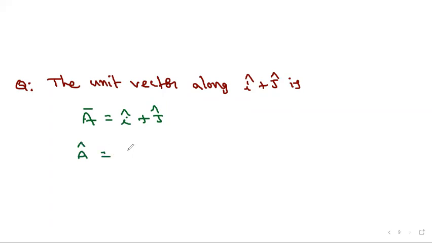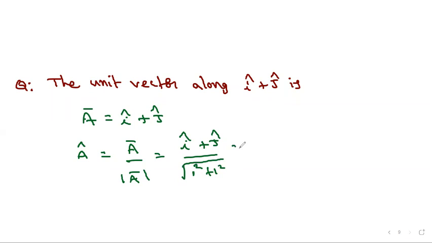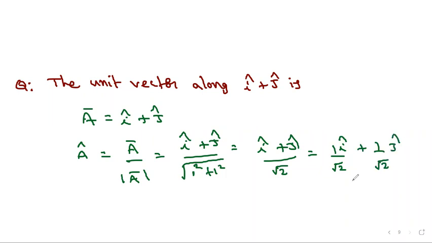What is the formula for a cap? A bar by magnitude of a bar. What is a bar? i cap plus j cap. And what is the magnitude of the vector? Root over x component squared plus y component squared, root over 1 squared plus 1 squared, that is root 2. So finally, i cap plus j cap by root 2. And of course, separately you can also write 1 by root 2 i cap plus 1 by root 2 j cap.